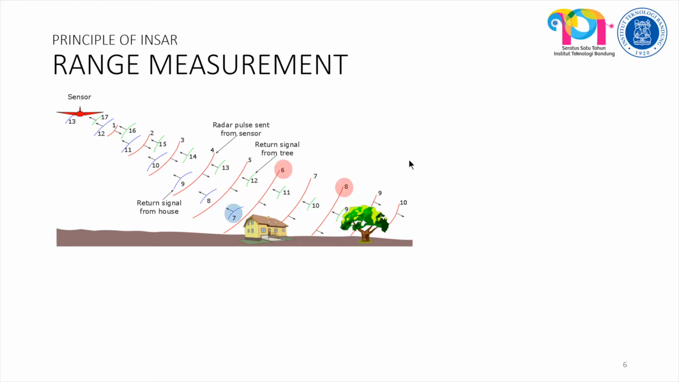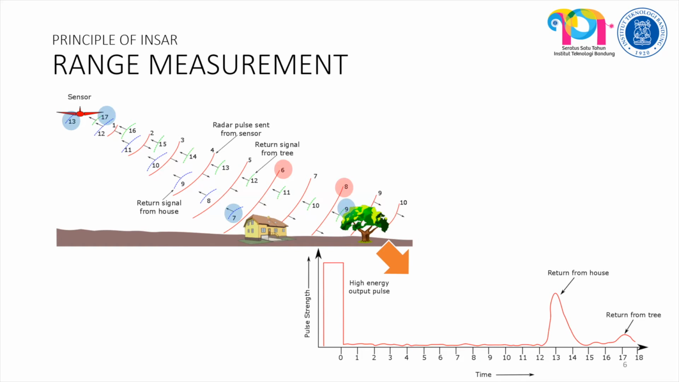In this illustration, the signal comes from the trees and from the house, and we get a signal like this. The x-axis is time, and the y-axis is pulse strength, the power returned to the receiver. The power returned from the house will be different from the power returned from the trees. This difference in power is the basis for recognition of the object.